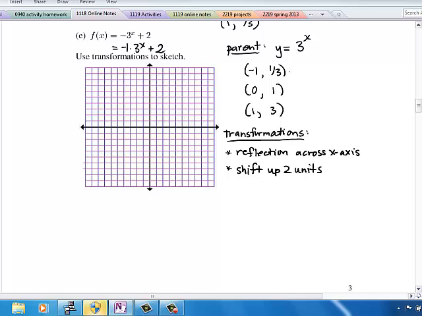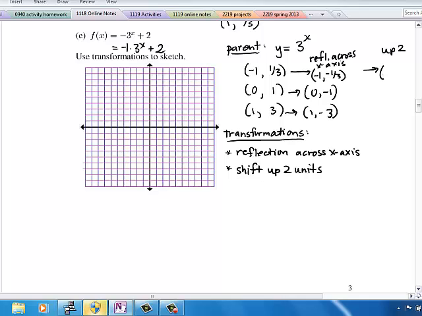So when I track my points, I'll reflect across the x-axis first, and then I'll go up 2. So reflecting across the x-axis, I would have (-1, 1/3), (0, -1), (1, -3).